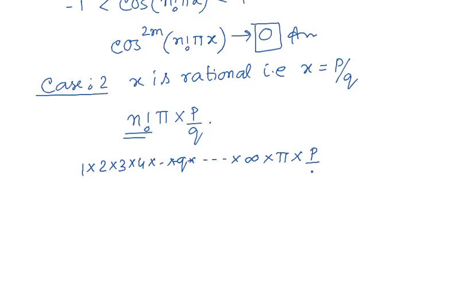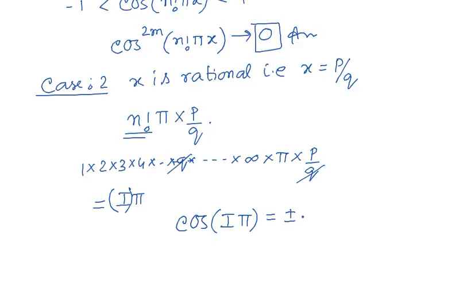So this q in the denominator and this q in the numerator will cancel out, and now we can see that the numerator can be safely written as an integer times π, because the whole quantity is nothing but an integer: 1 times 2 times 3 times 4 and so on, times π times p. P is also an integer, so this whole thing becomes an integer times π. And as you know, cosine of an integer times π is either +1 or -1. When the integer is even, it will be +1, and when it is odd, it will be -1.